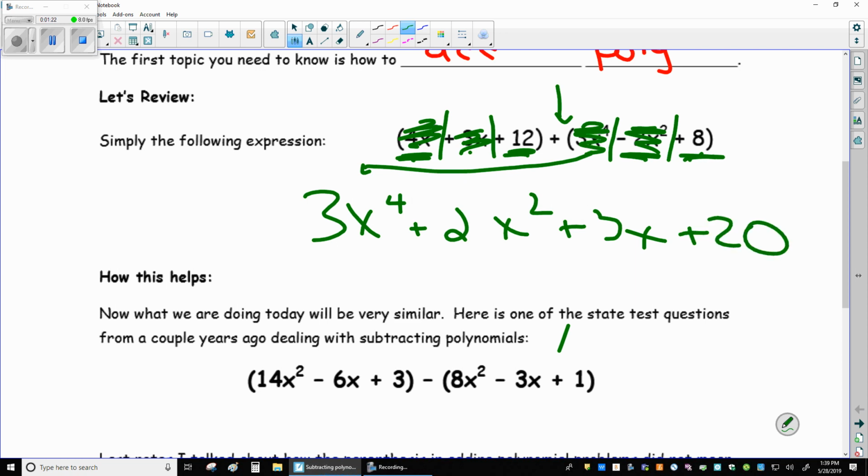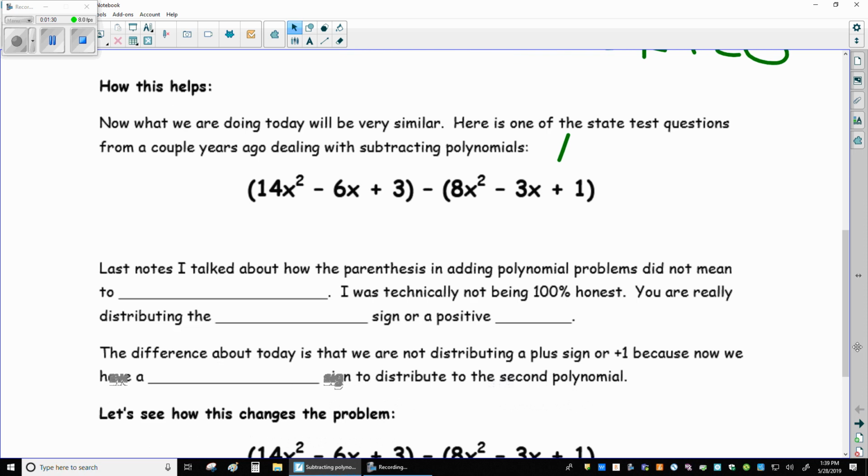So that's what we did yesterday. That's adding polynomials. Now how this helps is what we're doing today is super similar to it. It looks like this right here. Obviously notice that this time there's a minus sign in the middle. Here's an old state test question from a couple years ago, back when these were still on our state test.